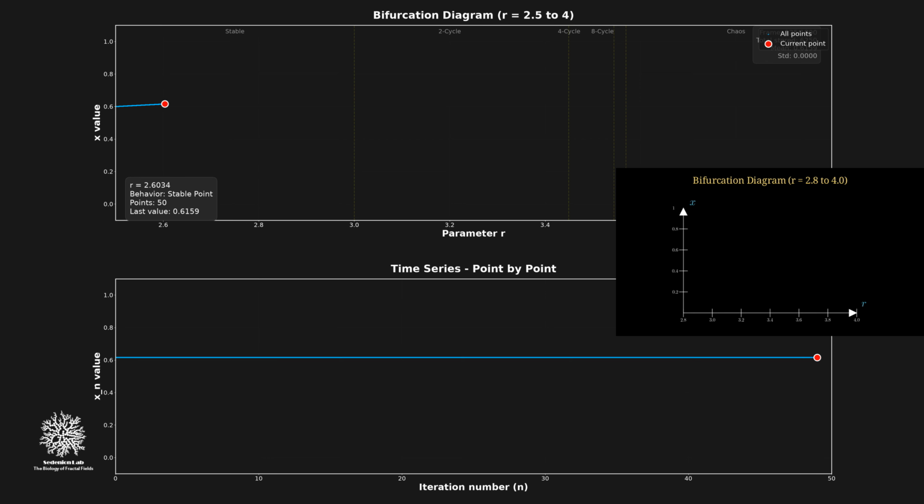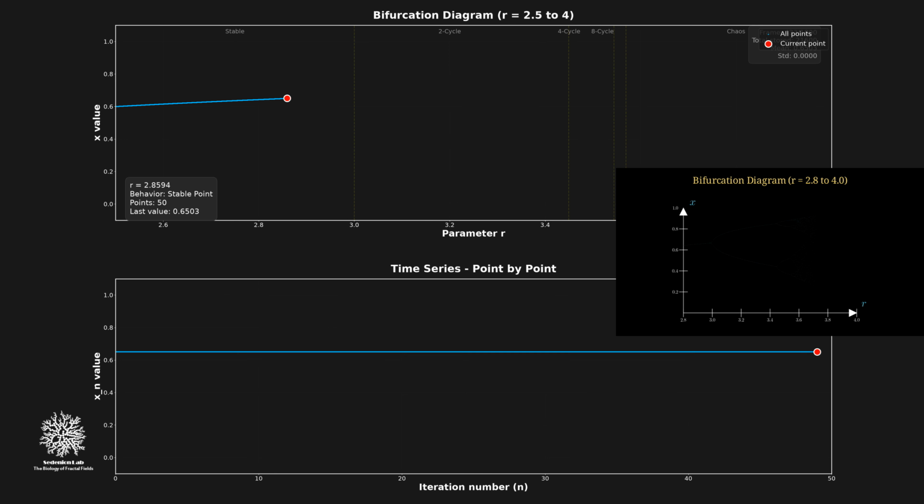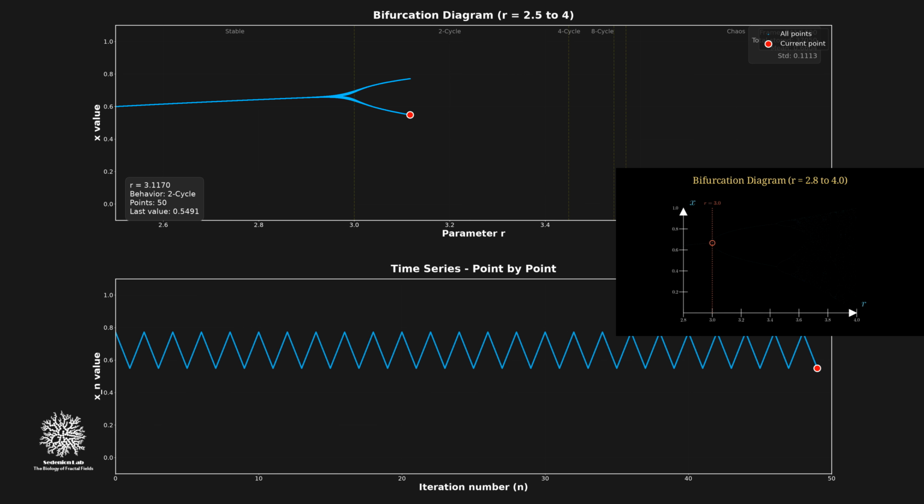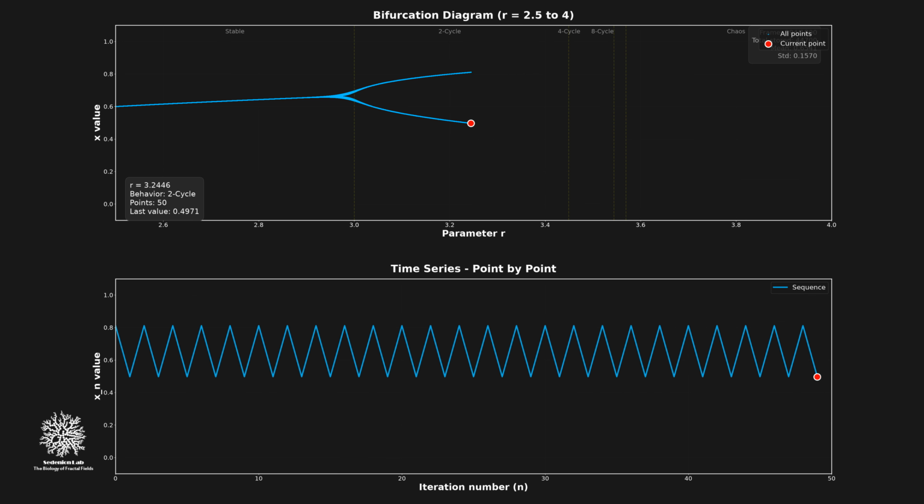The blue points on the bifurcation diagram represent every visited state. They accumulate over time, revealing the structure of the system's attractor. Watch how the single branch splits into two, like a tree growing its first major fork.